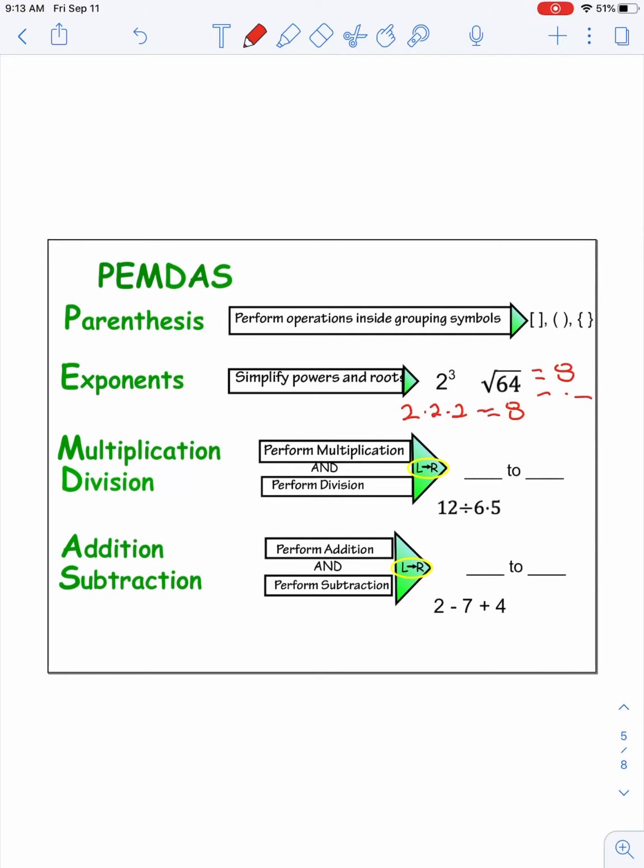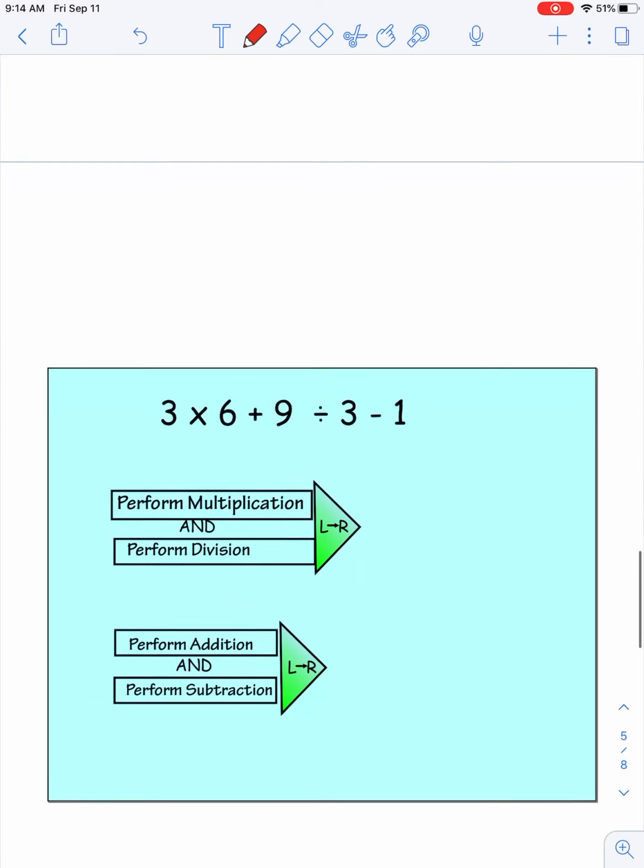Multiplication and division, left to right. So even though the multiplication is at the end, we don't do it first. We have to do this first. That's left to right. So we're going to get 12 divided by 6 is 2. Then we multiply by 5, which gives us 10. And again, an example of the addition and subtraction. Again, you have to work this left to right, and the first thing that happens is 2 minus 7, which gives us negative 5. Then you're going to add 4, which gives us an answer of negative 1. Again, remember, this is all no calculator.